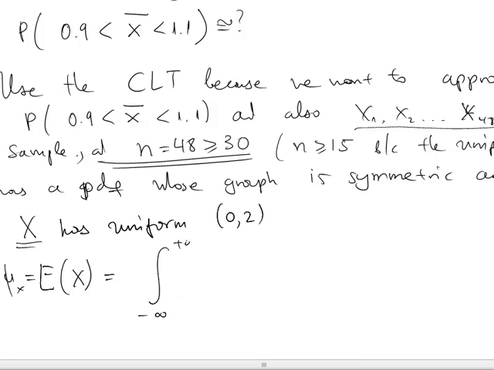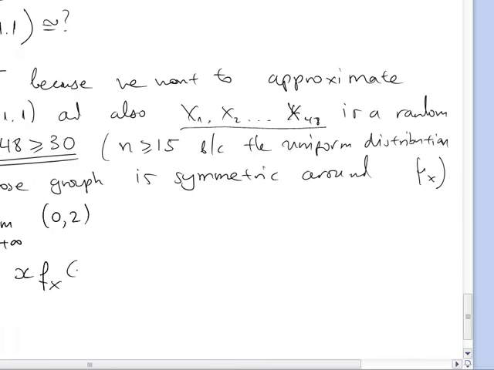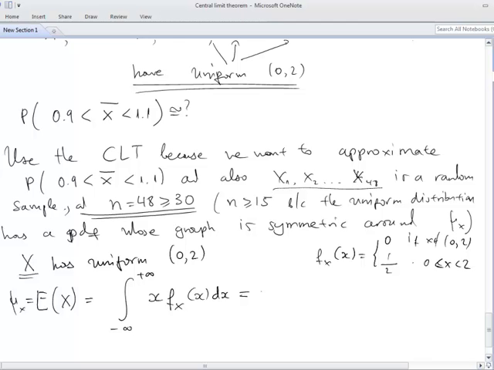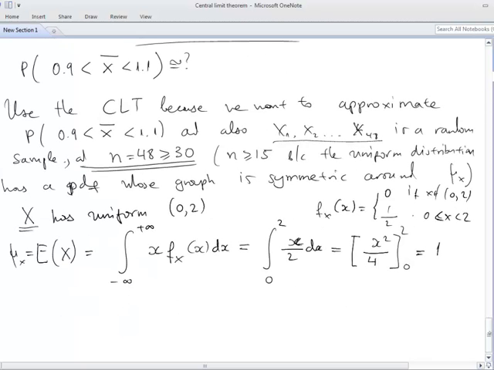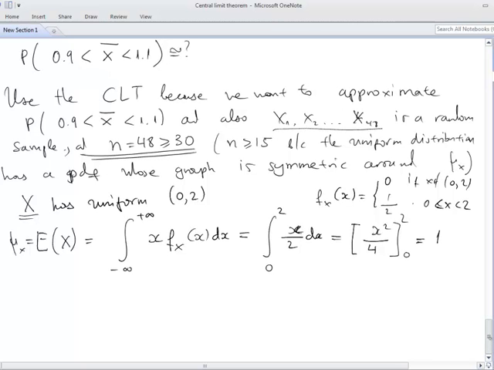This is the integral from negative infinity to plus infinity of x times the density of X dx. But since the density of X is 0 if x is not in the interval from 0 to 2 and it's 1/2 if x is between 0 and 2, we have to integrate from 0 to 2 x divided by 2 times dx, which of course will give us x squared over 4 from 0 to 2, and this actually gives us 1. The middle of the interval from 0 to 2 is the mean. You can also state that. I decided to do it explicitly so that you have the example.